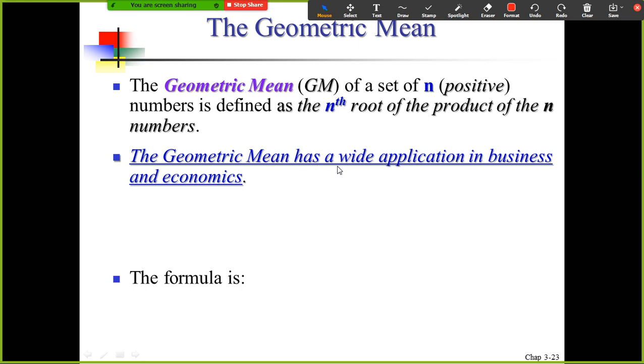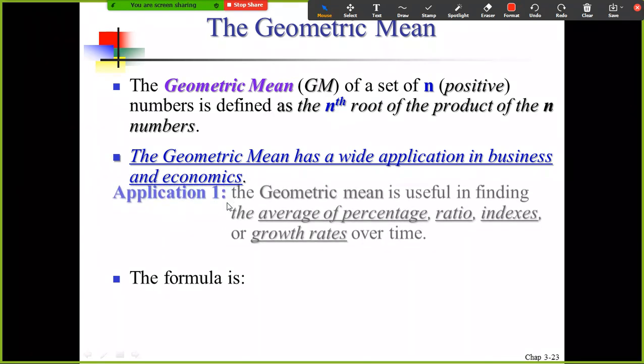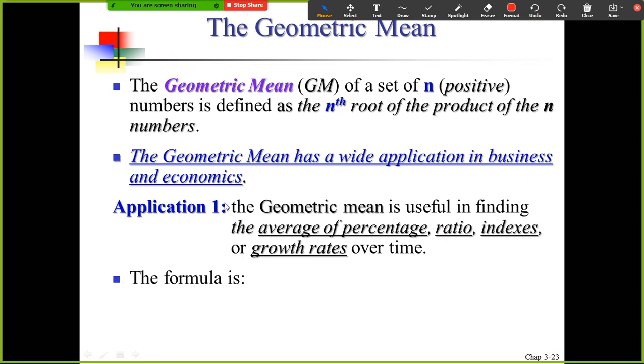The geometric mean has wide application in business and economics. How to find the geometric mean? We use two applications or two cases. Case 1, or application 1: the geometric mean is useful in finding average percentage, ratio, indexes, and growth rate over time. So why do we need to use the geometric mean? Because we want to find average percentage, average ratio, average indexes, average growth rate.